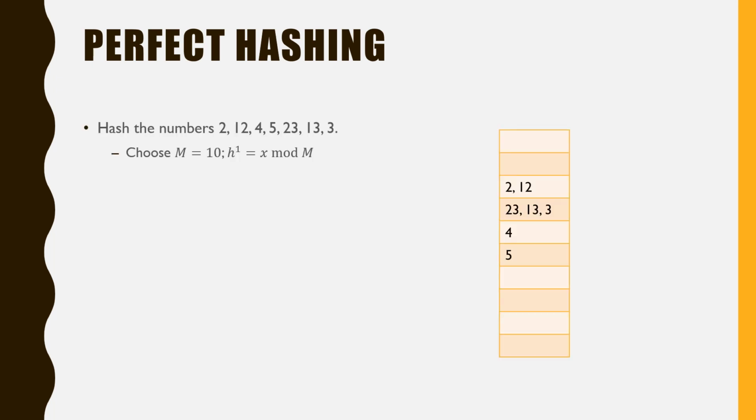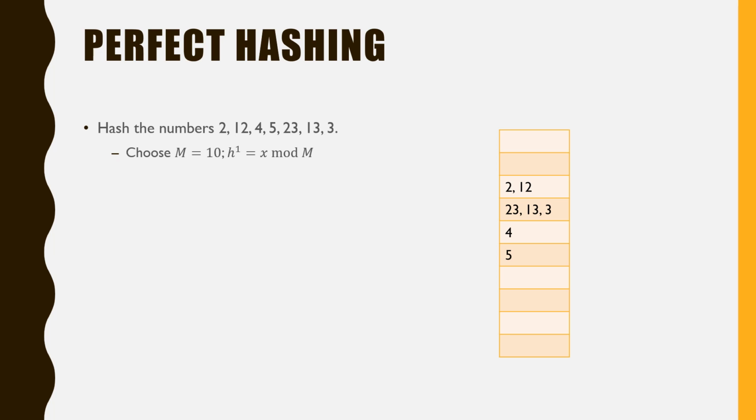Let's look at a toy example. Say we're trying to hash the numbers 2, 12, 4, 5, 23, 13, and 3. We allocate the primary hash table with a size of 10, and we choose a simple modulo operation as the hash function.